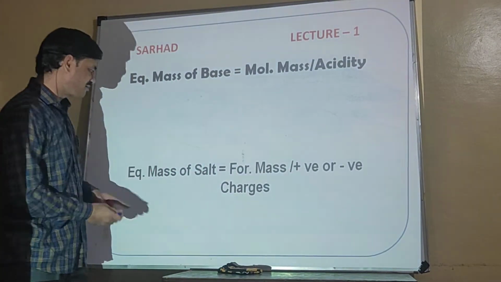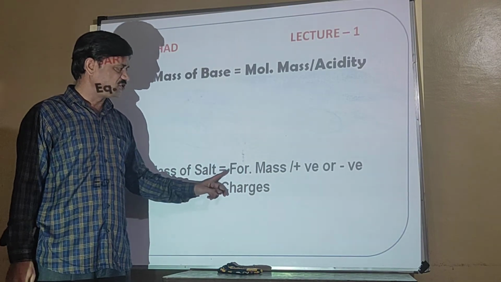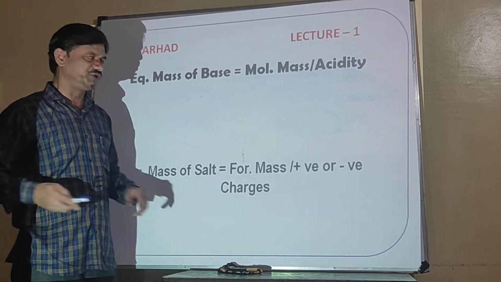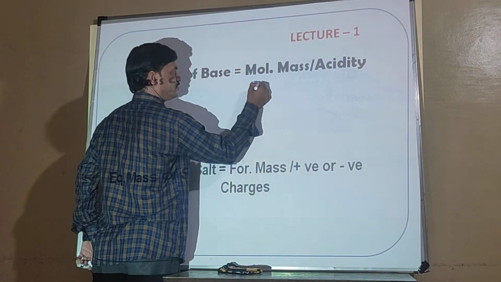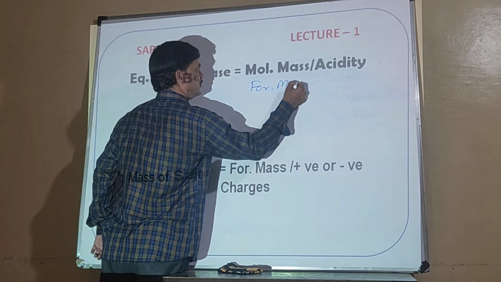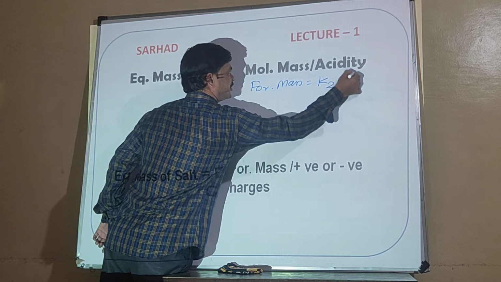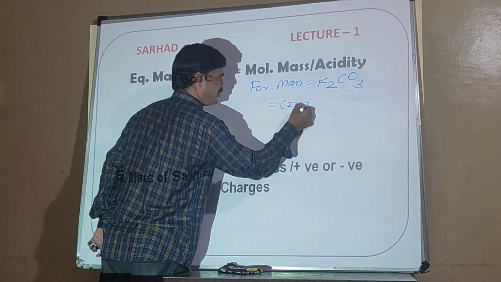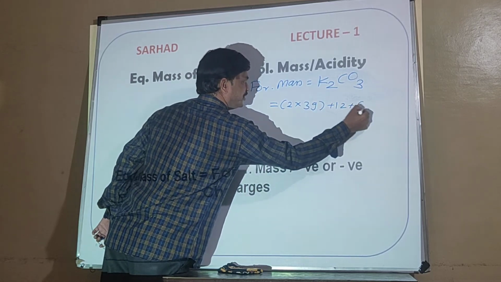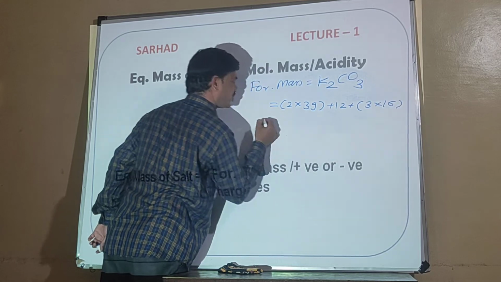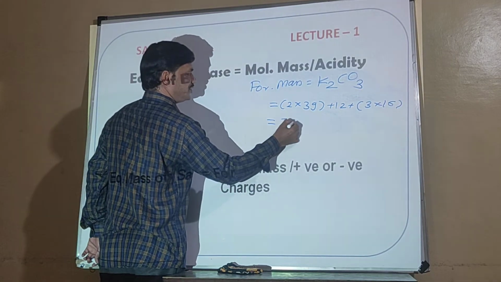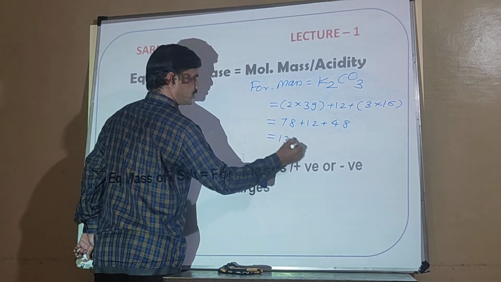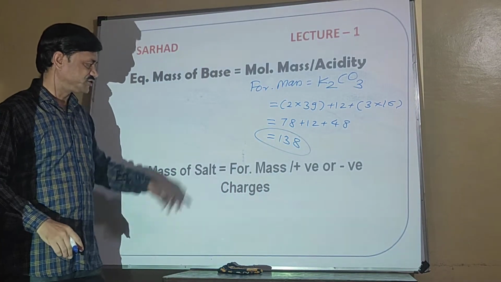Whenever we are dealing with equivalent mass of salt, how to calculate? The formula is mass upon the total number of either positive or negative charges. Suppose we take this example. What is this? Potassium carbonate, K2CO3. Tell me the molar mass or formula mass. 2 potassium each having 39, carbon 12, each oxygen 16. So tell me the formula mass of potassium carbonate: 78 plus 12, that is 90, plus this one 48. So what does this total come to? 138.